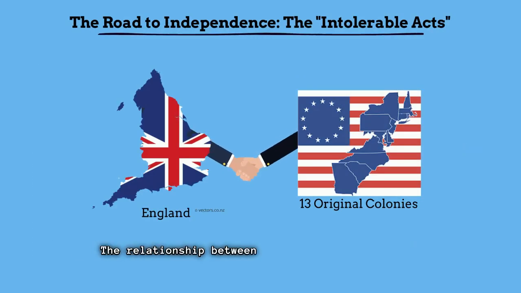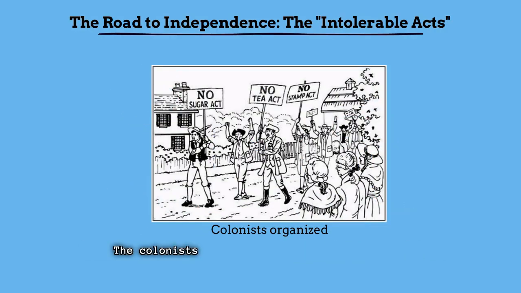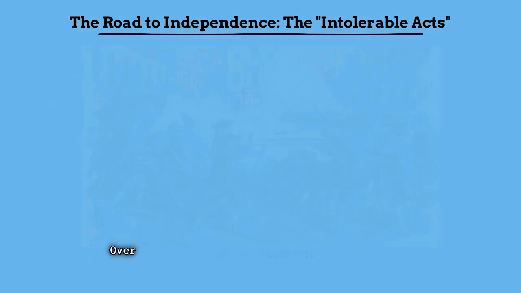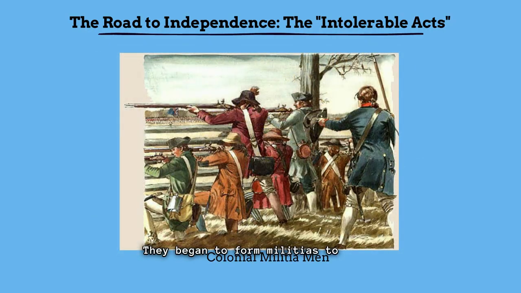The relationship between England and the colonies grew worse as Parliament passed these acts. The colonists organized, wrote petitions, and spoke out against the laws. Over time, some of their actions grew violent. They began to form militias to fight the English troops in the colonies.